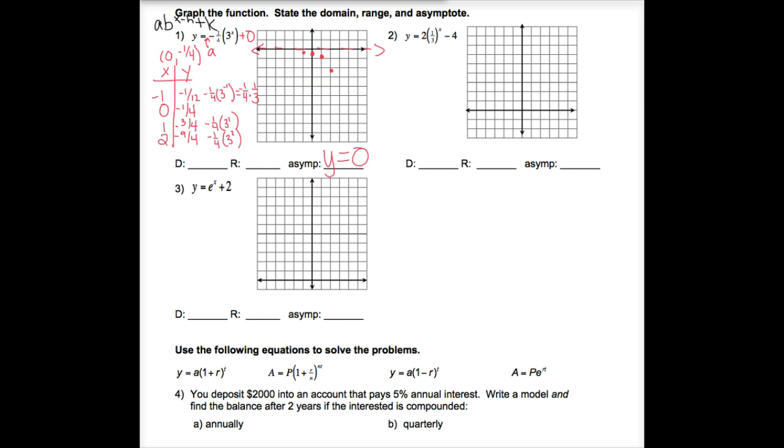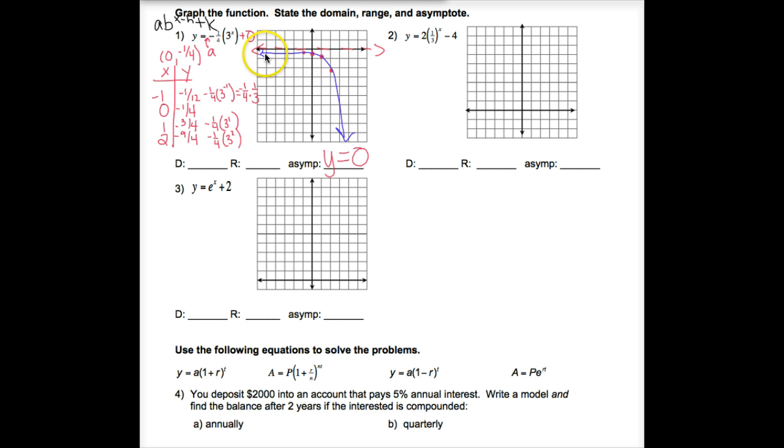So there are my points. I can connect it to draw my graph. Very important couple things. First of all, make sure you drew the asymptote. It is part of the graph and it has to be there. It's part of the graph.